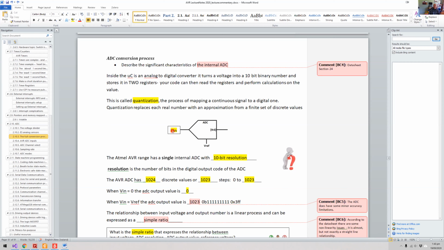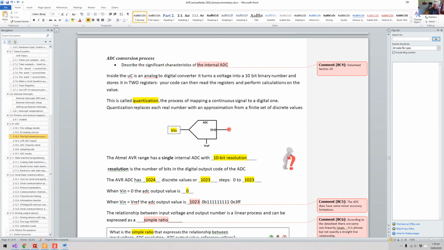What would happen if, for instance, this was really small and this was really large? Then we would get small numbers here. And if this was really large, in fact, and it was close to this, then we would get our maximum value out of this. But if this value here exceeds this, then this will not go higher than its allowable maximum. In this case, 1023.